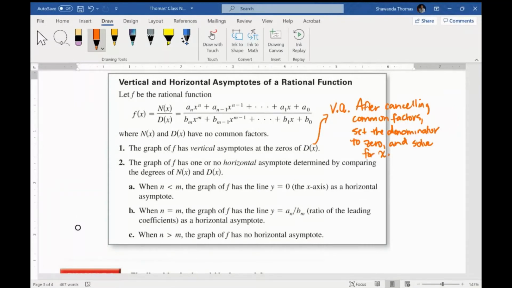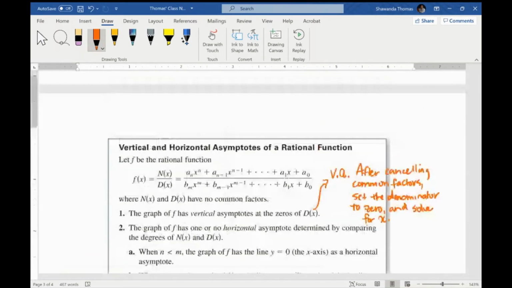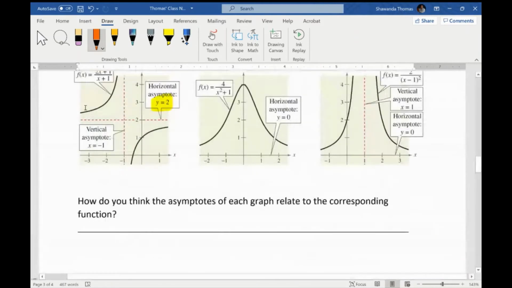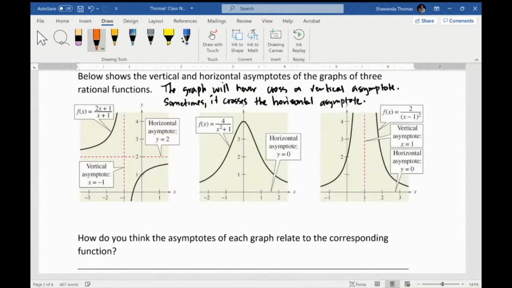Again, after canceling common factors, because it says it can't have any common factors. That's why I said that. So after canceling common factors, set the denominator to 0 and solve for x. So let's go back and look at these examples. For this first example up here, the function is 2x plus 1 over x plus 1. That's not factorable. It doesn't have any common factors. So we go straight to setting the denominator to 0.